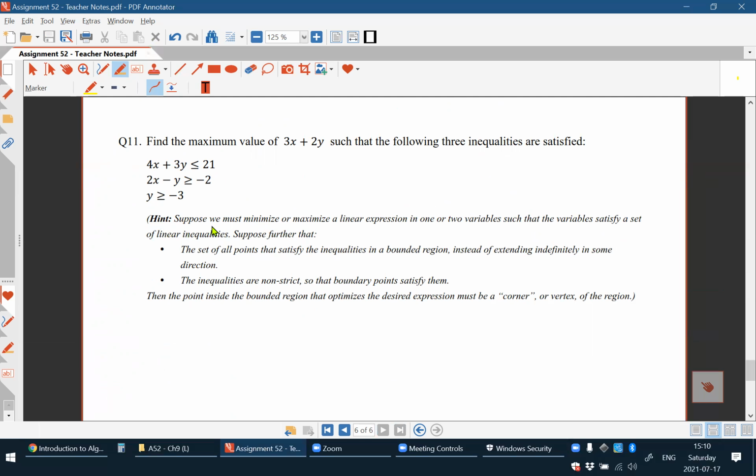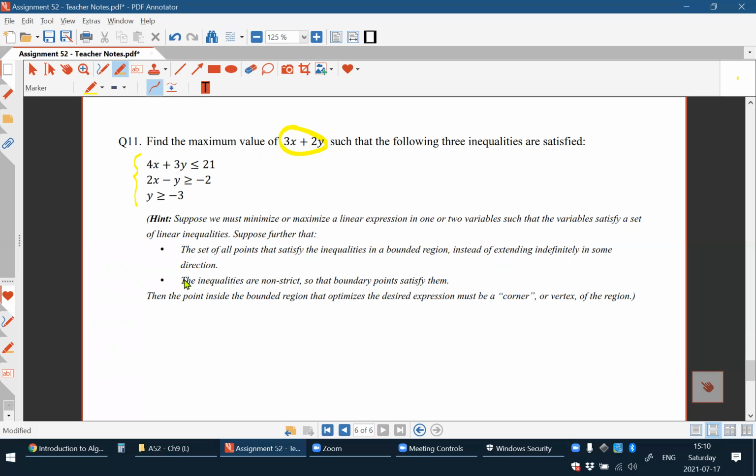In the hint, it says, suppose we must minimize or maximize a linear expression. Okay, this is called a linear expression, right here, in one or two variables, such that the variables satisfy a set of linear inequalities, and this is a set of linear inequalities. Suppose further that the set of all points that satisfy the inequalities is a bounded region. Bounded region means the shaded region can be exactly on the boundary line. Okay, so that means we have an equality symbol in these three inequalities instead of strictly greater than or strictly less than. Okay, instead of extending indefinitely in some direction.